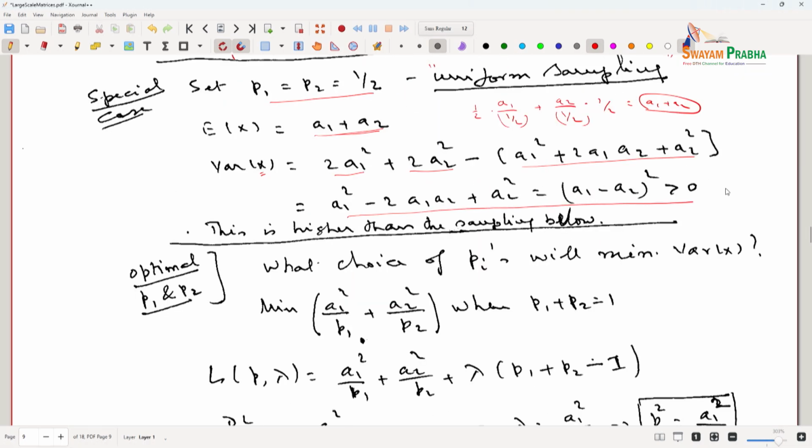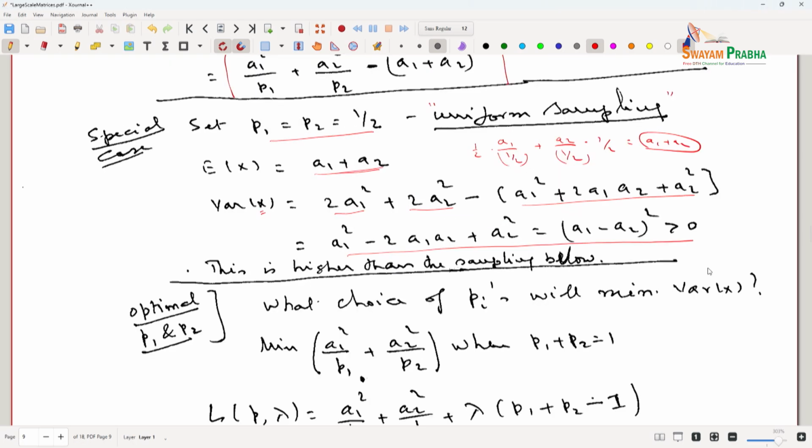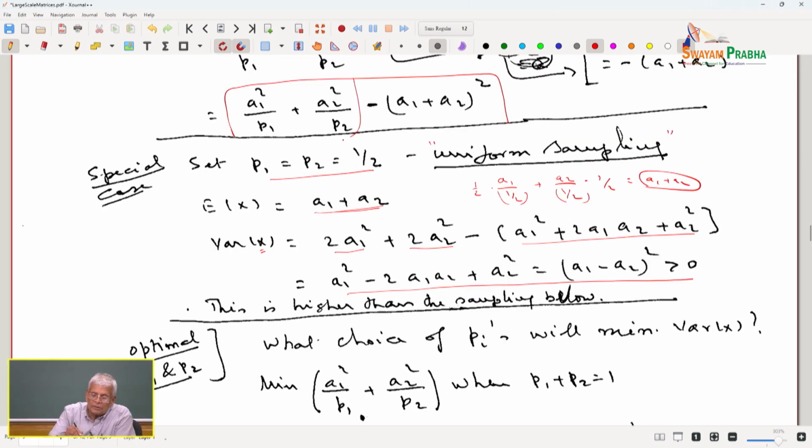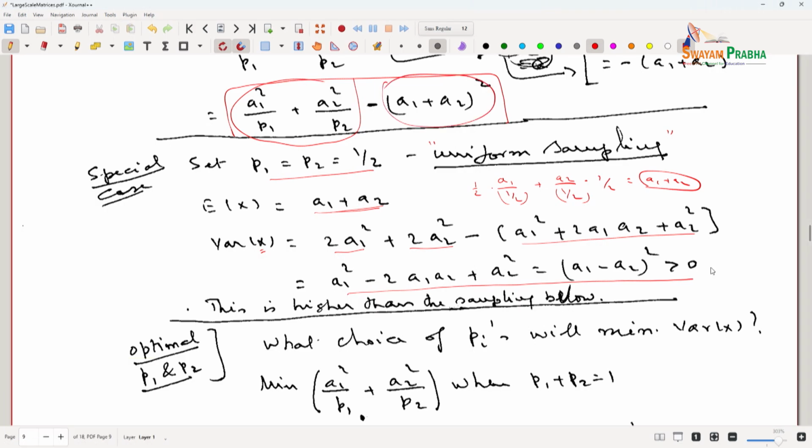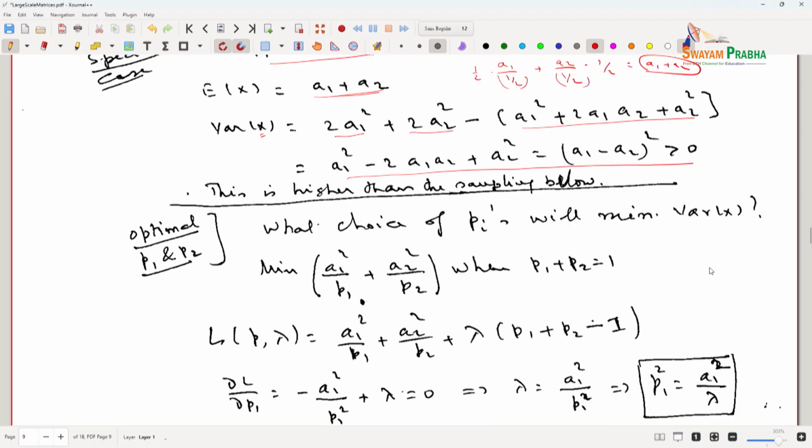So, for what choice of Pi will the variance be minimum? Please understand, the variance has two quantities, one that depends on P's, the second one does not depend on P. P is the only control variable. So, minimizing the variance is equivalent to minimizing the first term. So, what is the choice of Pi that will minimize the variance? That reduces to minimizing A1 square by P1 plus A2 square by P2 when P1 plus P2 is equal to 1. So, the minimization problem under constraint.